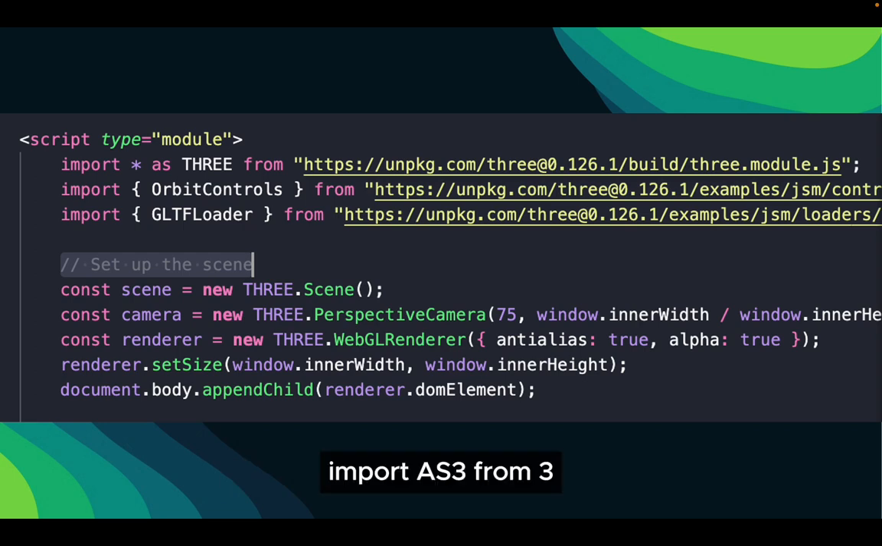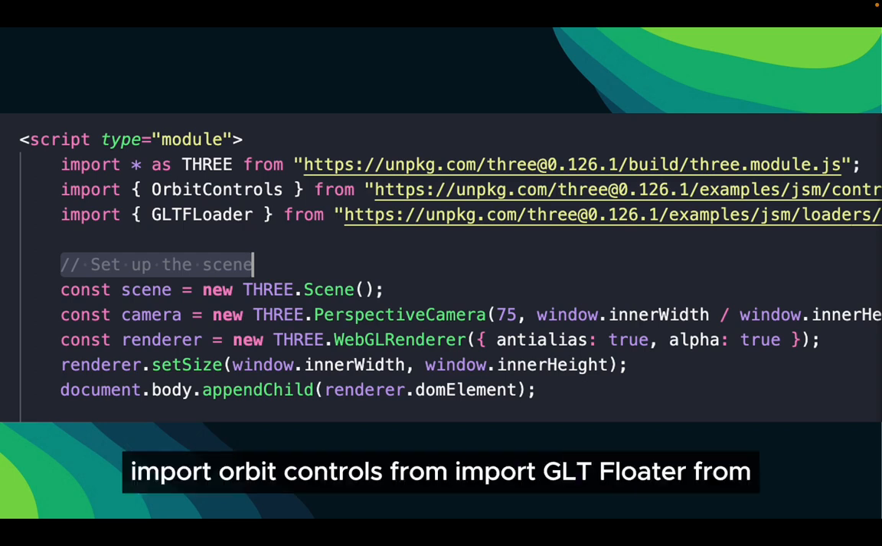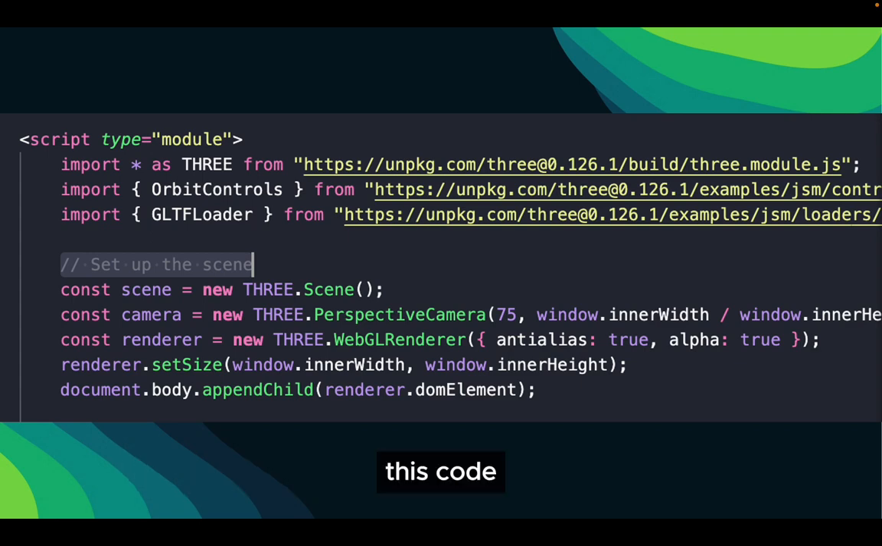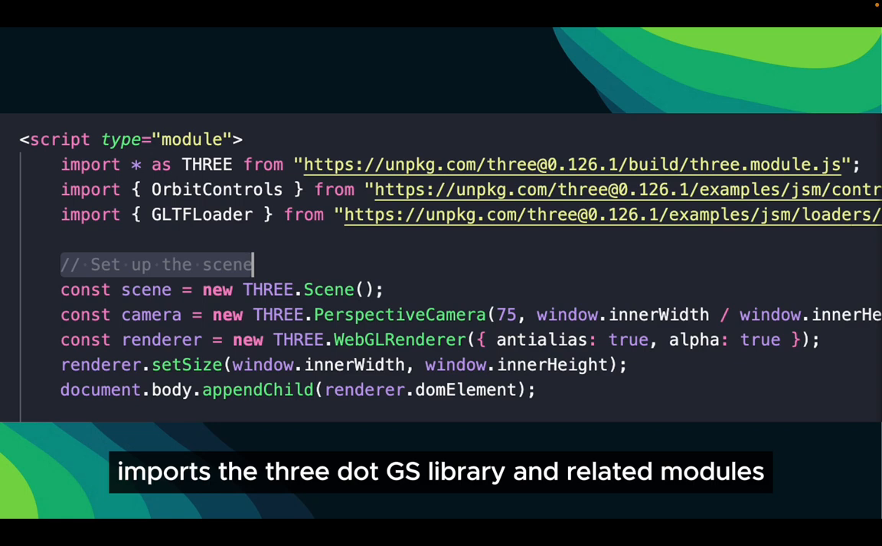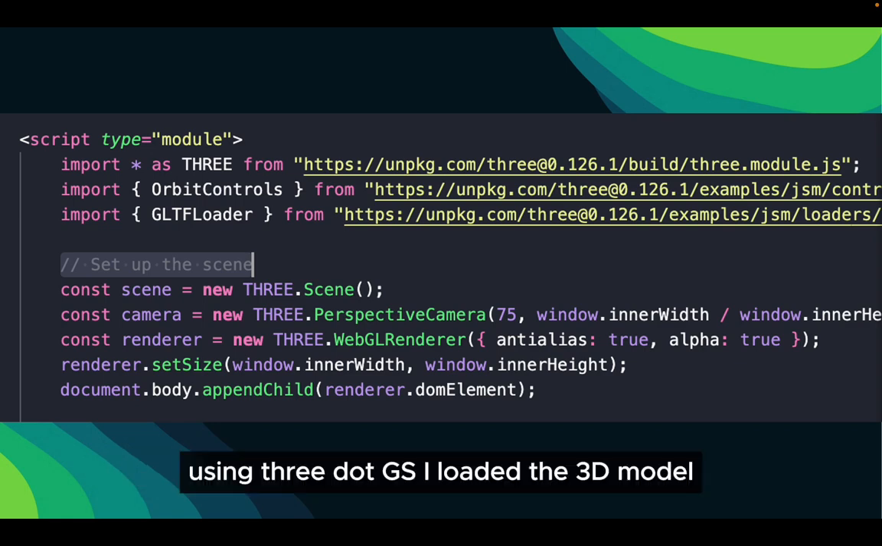Import * as THREE from 'three', import OrbitControls from, import GLTFLoader from. This code imports the Three.js library and related modules. Using Three.js, I loaded the 3D model and set up orbit controls for user interaction.